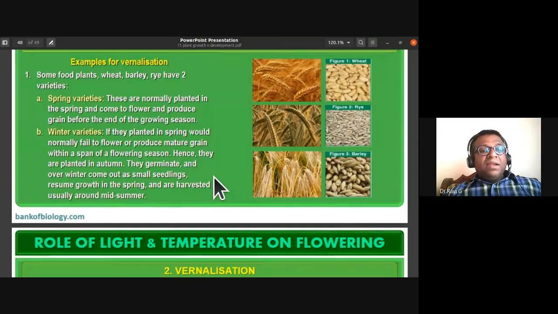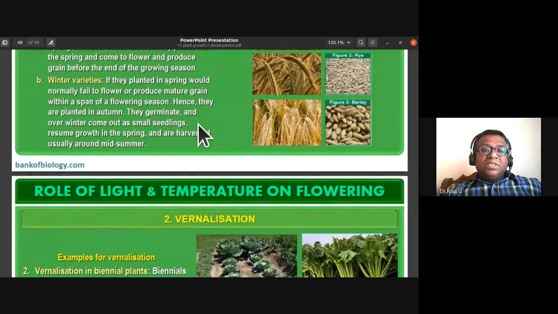They germinate and over winter come out as small seedlings, resume growth in the spring, and are harvested usually around mid-summer. So winter varieties cannot be planted in spring. If they are planted, they normally fail to produce flowers or mature grain within a flowering season. Hence, they are planted in autumn. So the winter variety of wheat, barley, and rye is planted in the autumn season. They germinate, and over winter they come out as small seedlings. They resume their growth in the spring and are harvested usually around mid-summer.